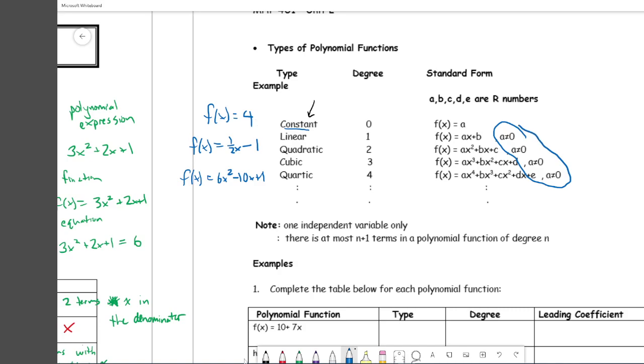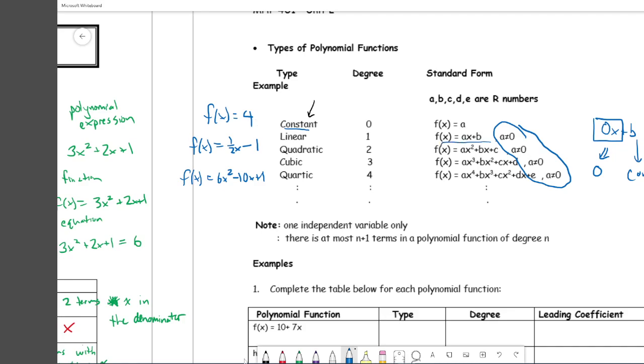It's not a domain restriction, because remember we already said none of these ever have a domain restriction. It is a parameter restriction. In other words, your linear function cannot start with 0x plus b, which should make sense to you, because if you have 0x, this is actually equal to 0, and now you actually just have a constant. You don't have a linear.